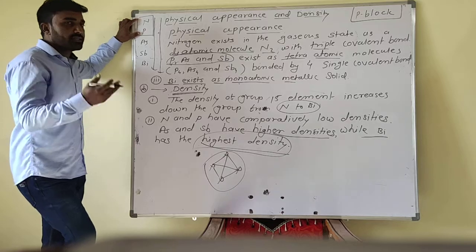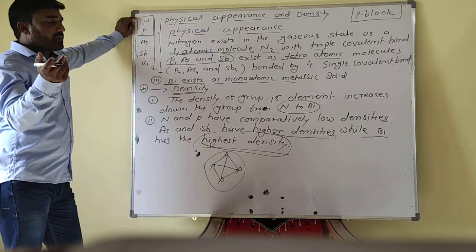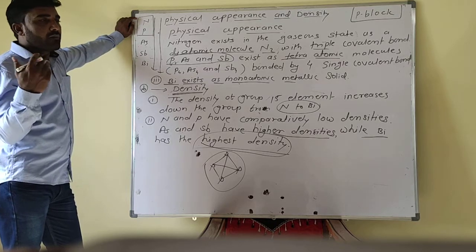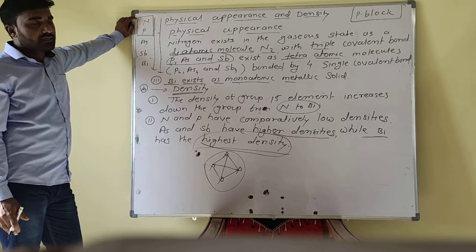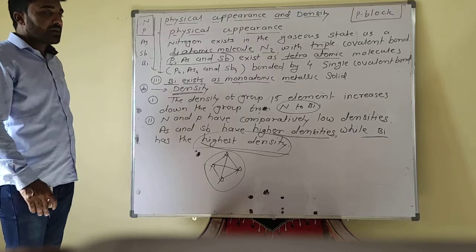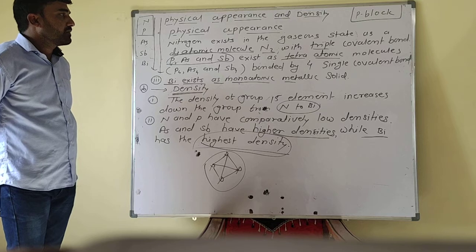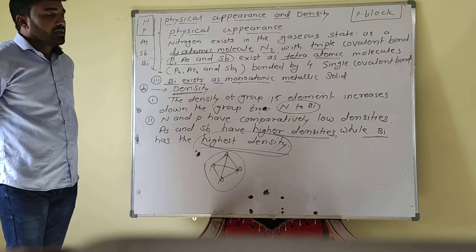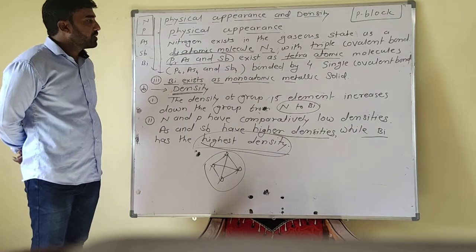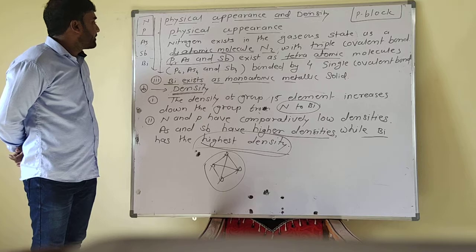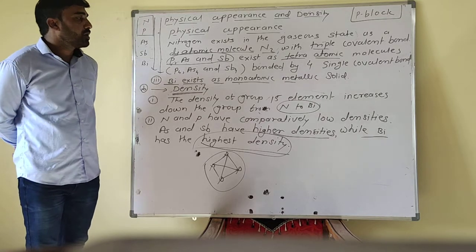Repeat. One thing is clear, that the atomic number and atomic size concept is only one, depending upon size and atomic number. So as size increases or decreases, properties also change. So these are the two points discussed: physical appearance and density. Physical appearance means the state, which elements are solid, gaseous or liquid. Nitrogen exists as a diatomic molecule. The other three elements, phosphorus, arsenic and antimony, are tetraatomic molecules, and bismuth is a monoatomic molecule.